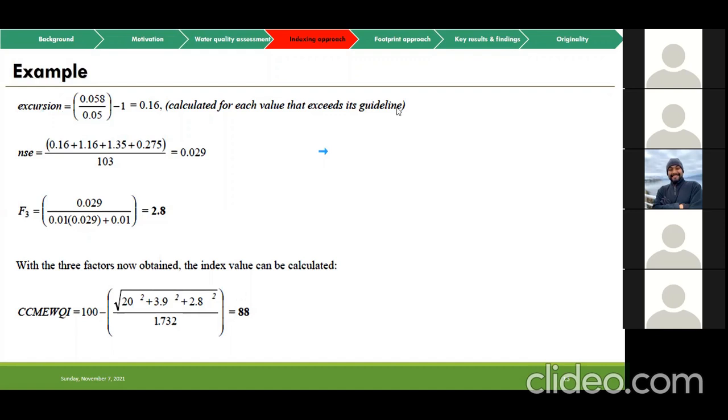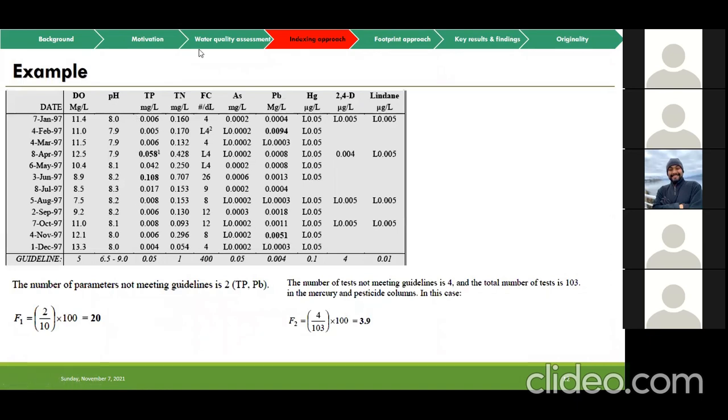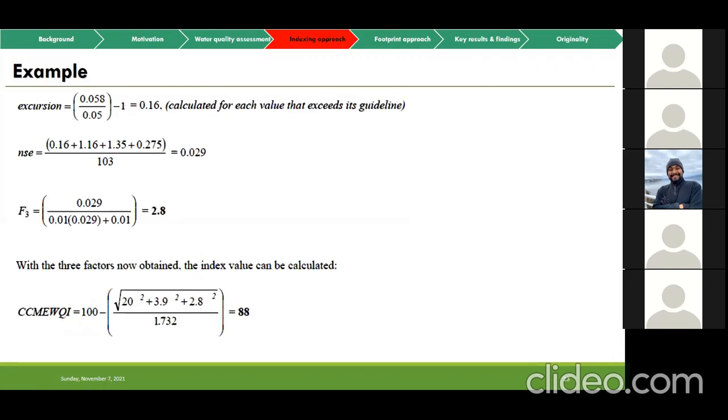I'm just going to go back to the previous slide to give you a heads up. These four parameters are the ones which exceeded: 0.058, 0.108, 0.0094, and 0.0051. Those four parameters exceeded the guideline. We calculated the excursions for all these four, combined them, and calculated F3. There's a formula.